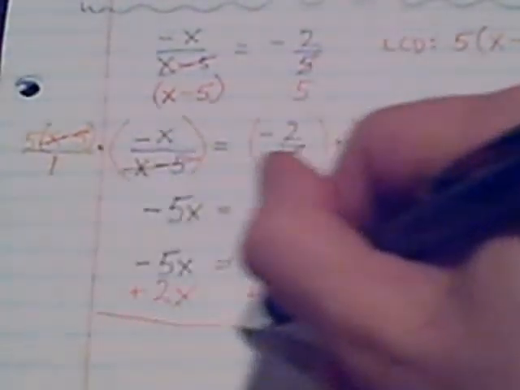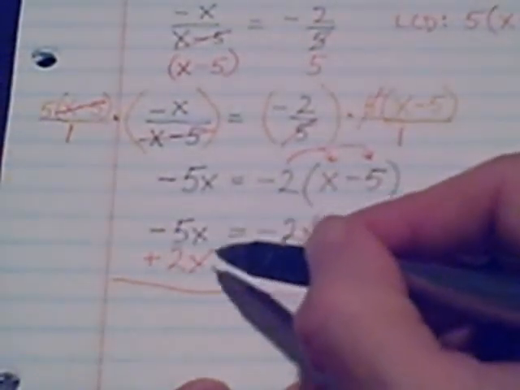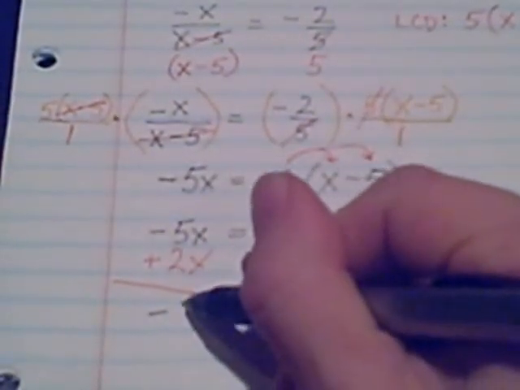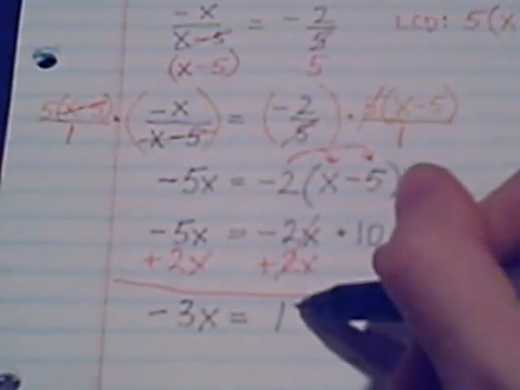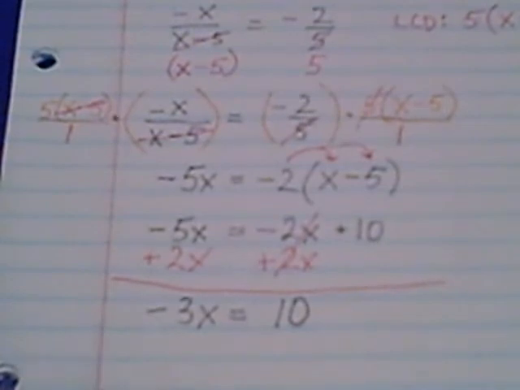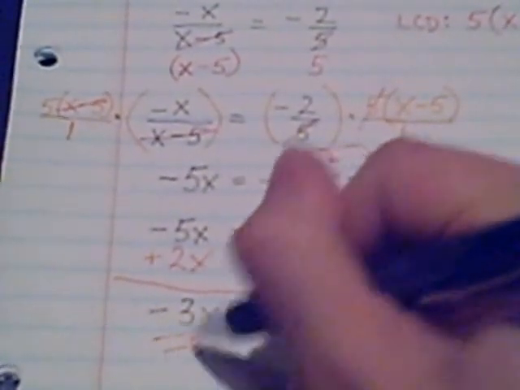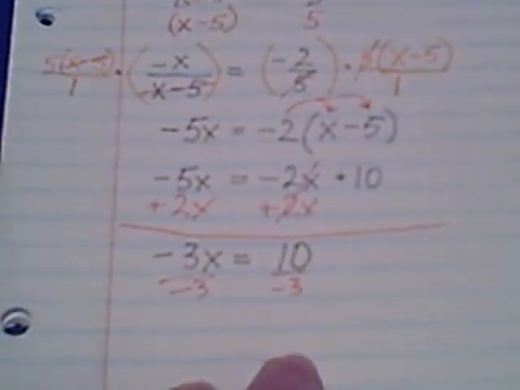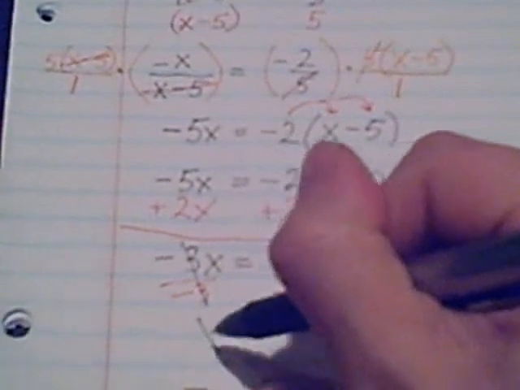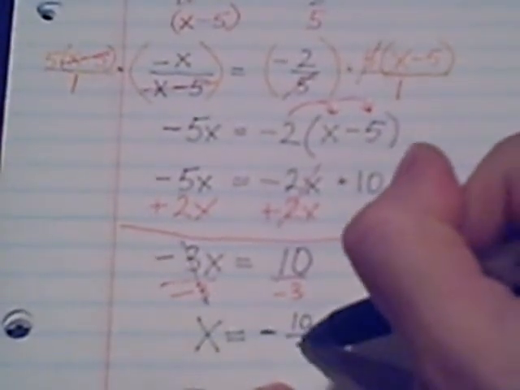There's our cancel. We're looking at, on the left side, negative 5x plus 2x, negative 3x equals 10. And one last move to solve for x, let's divide by negative 3, both sides. Cancel, we have the x solved, x equals negative 10/3.